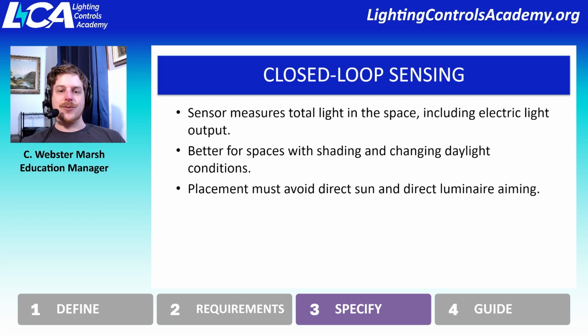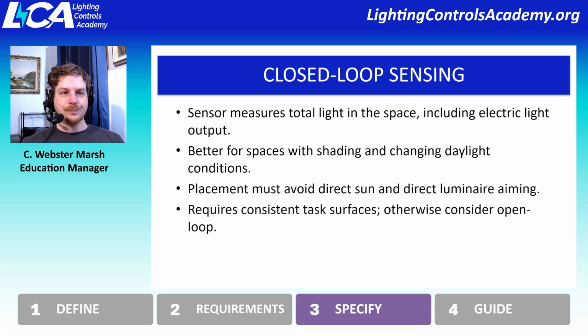And so making sure that sensor is properly placed might be a little bit more challenging than just putting an open loop sensor right near the window. But at the same time, the ability to measure the task surface does outweigh the cons in some cases. Now, that task surface does have to be consistent. So like I said, if you have a white table, but then somebody takes a black tablecloth and puts it on it temporarily, that sensor is going to have an artificial understanding of what's going on, and it might adjust the lighting in a way that's not actually going to be helpful.